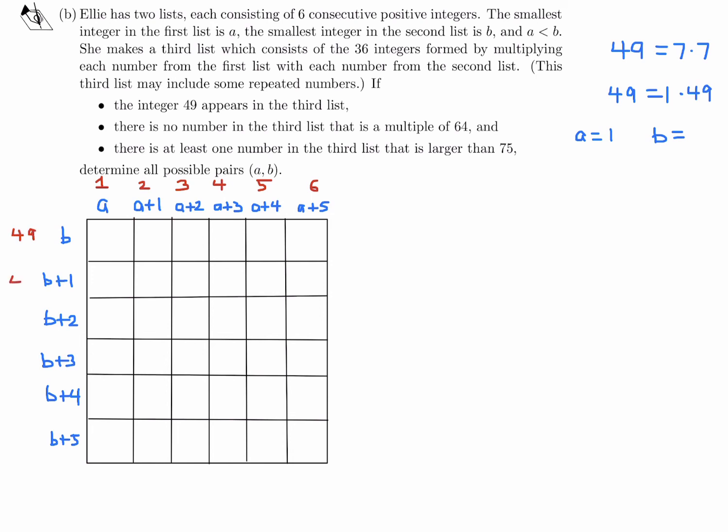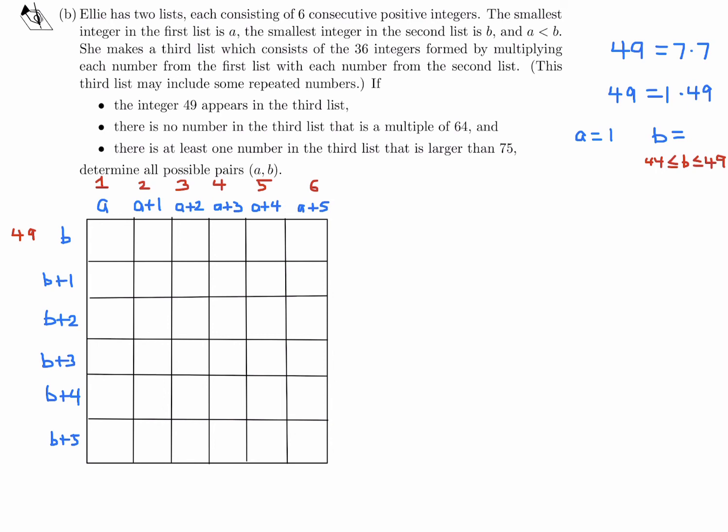But the 49 could also go here, it could also go here, and so on, right? So B's got a few choices. B can be anywhere between 44 and 49. Now you say, well, how did you get 44? If B plus 5 was 49, if we put the 49 down there, this would be 48, 47, 46, 45, and 44. So B would end up being 44. So that's how. So a little bit of thinking.